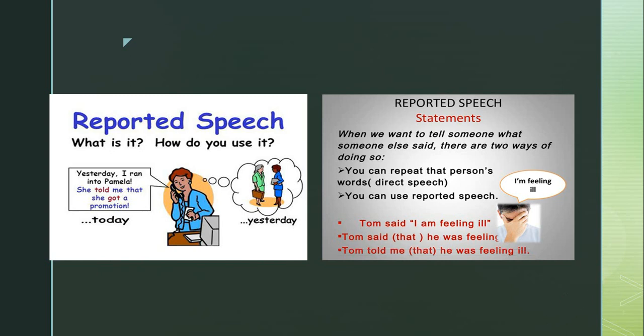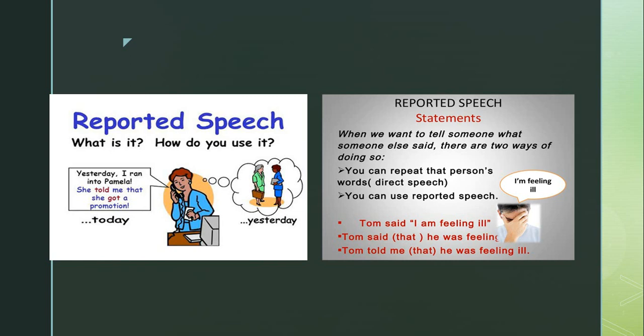Now what are the rules to change direct and indirect speech? I have given them in your classwork. If you remember, we made two columns, one for direct and one for indirect speech. I told you to maintain this throughout the year so that we can understand better. So what are the rules?